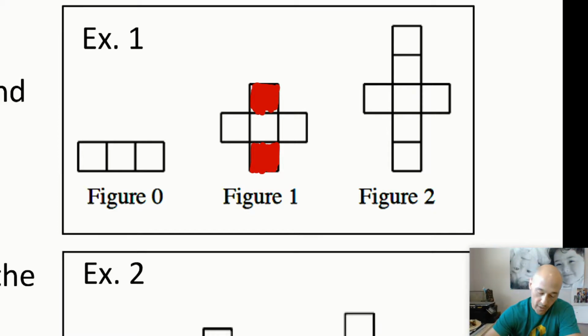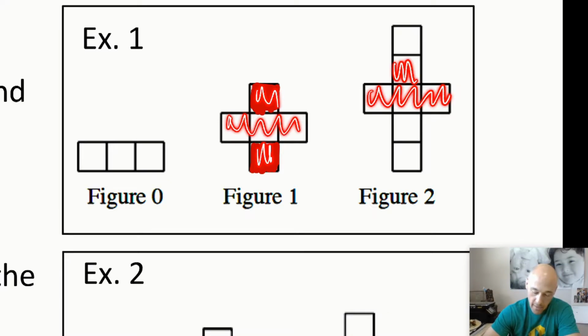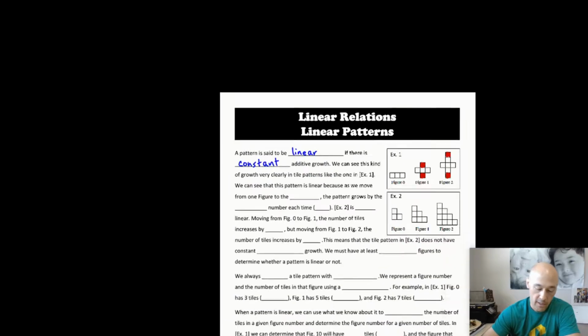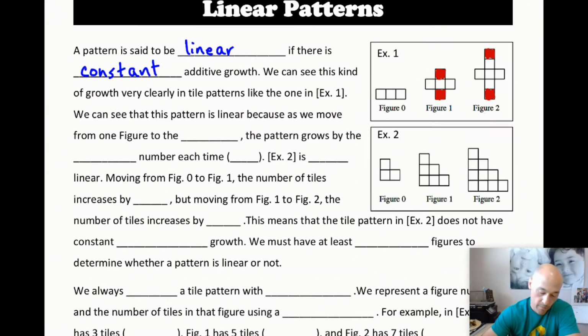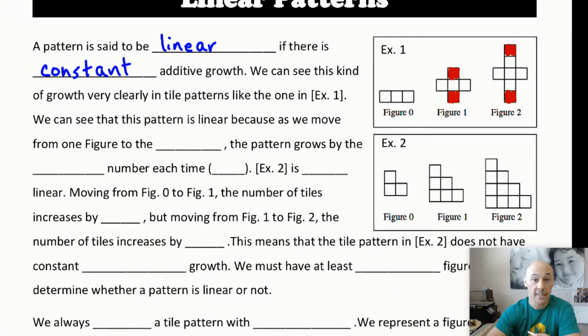And now from figure 1 to figure 2, we have these 3 and these 2 that are right here. So the 2 that we've added are this one up here and this one down here. So there's constant additive growth. Additive meaning adding the same amount each time.